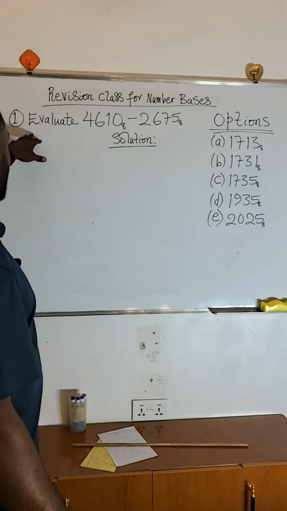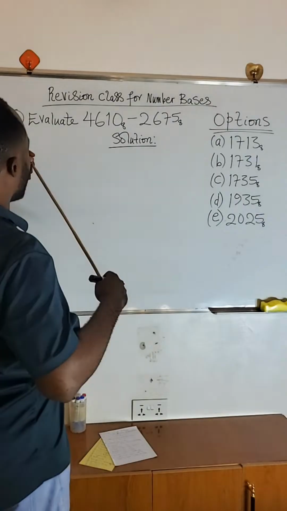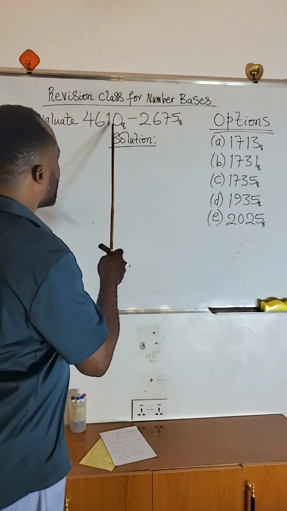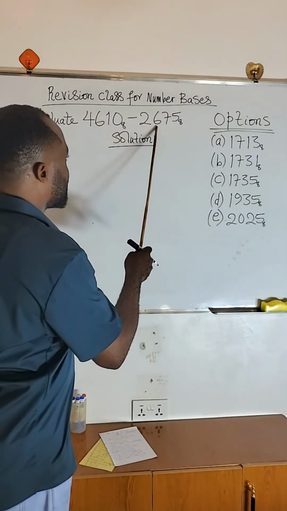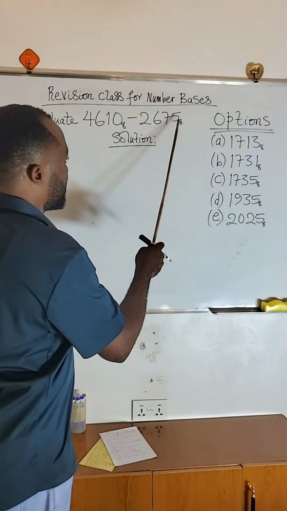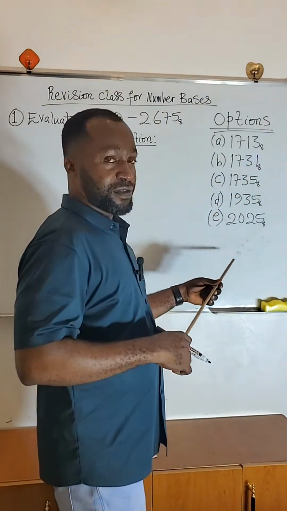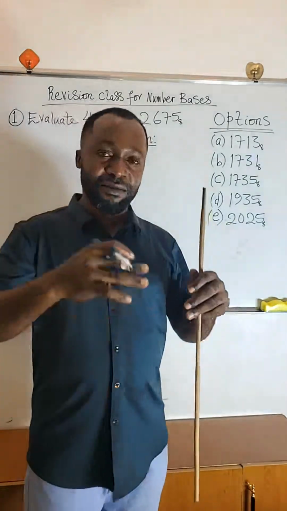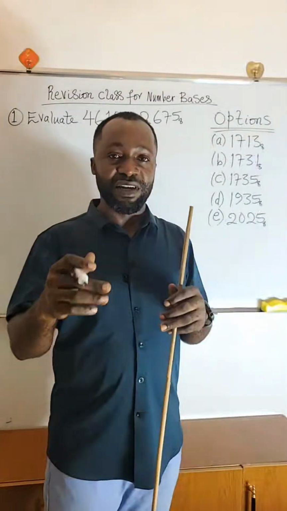All right, the question we have says evaluate 4610 in base 8 minus 2675 all in base 8, and these are the options. Okay, so do not panic. We have several examples to try today.